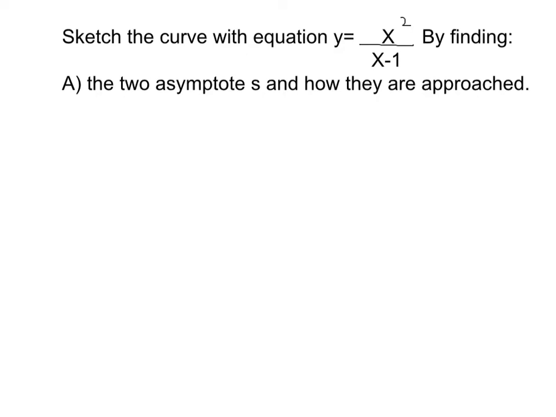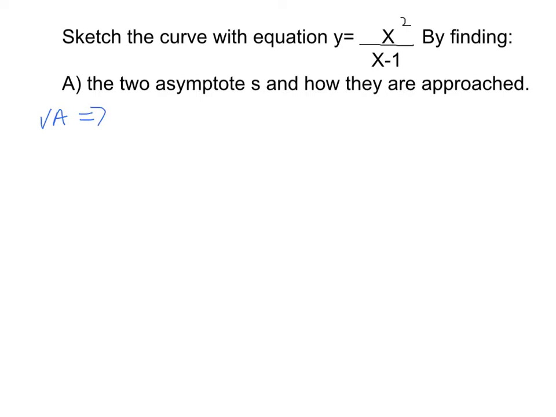We're looking at the Unit 1 NAB, and this is question 6, which is outcome 4, and we're going to look at part A first. So we're asked to sketch the curve with equation y equals x squared over x minus 1. The question is nicely broken down for us, so the first thing it's asking for is the two asymptotes and how they're approached. So we're going to first of all be looking for a vertical asymptote.